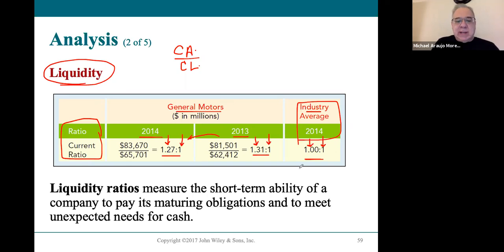So it's not the best situation there, because it could mean that their short-term ability to pay, you need cash and you need things to turn into cash. So you might, in some cases, need to borrow money to pay your bills if your liquidity ratio, like your current ratio, is really tight like that.